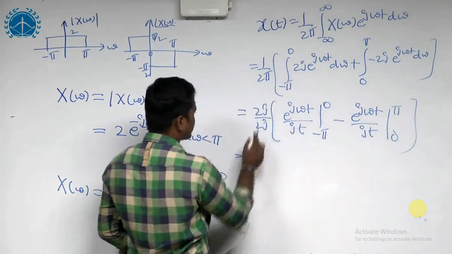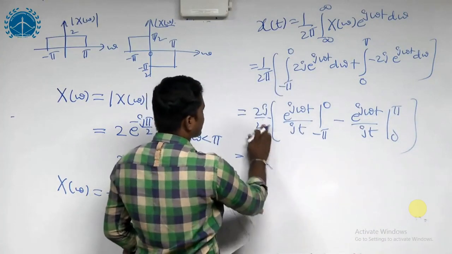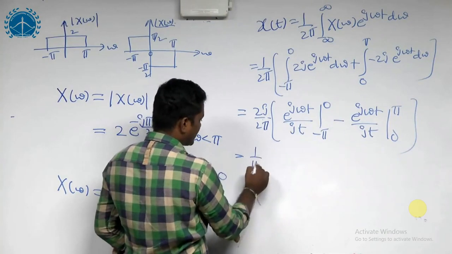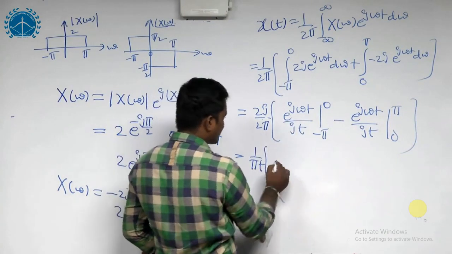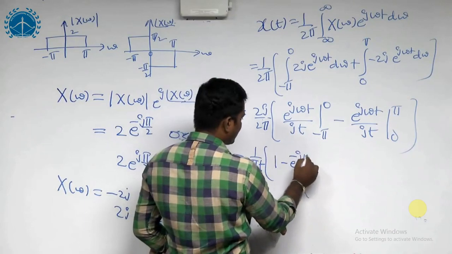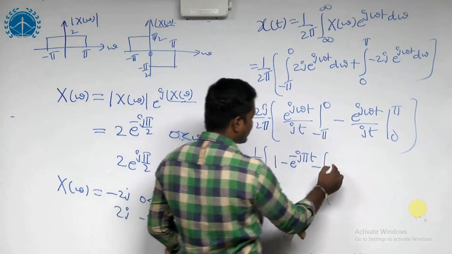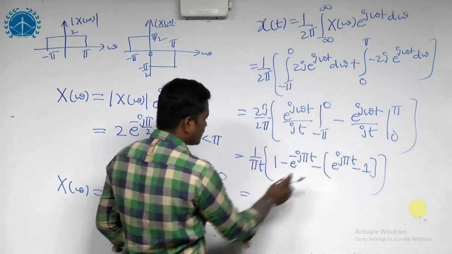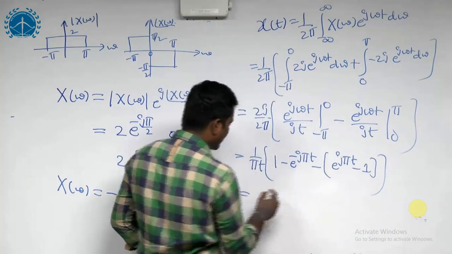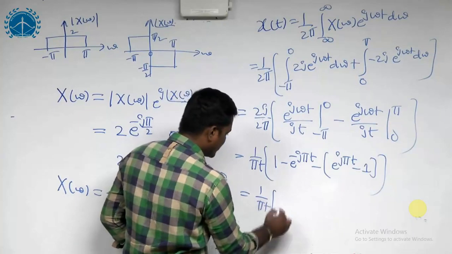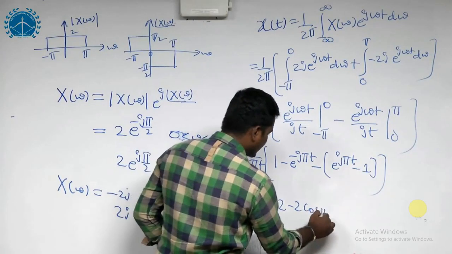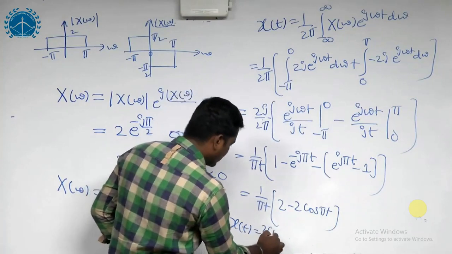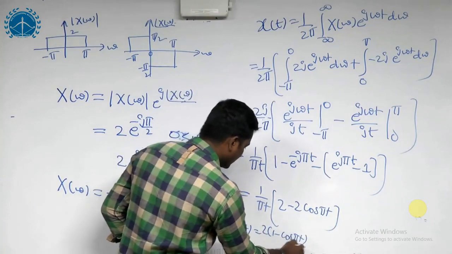So this is equals to 2j, this is pi, sorry. So 2 cancel and j j is also cancel. So 1 by pi t into, if you substitute the limit, 1 minus e to the power of minus j pi t minus of e to the power of j pi t minus 1. So minus into minus is plus. So 1 by pi t into 2 minus 2 cos pi t. So finally the signal is 2 into 1 minus cos pi t by pi t.